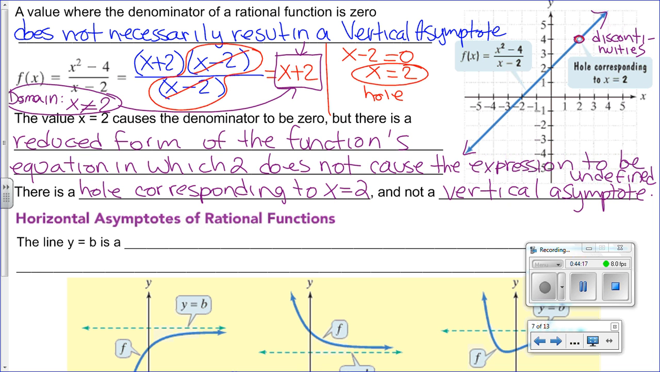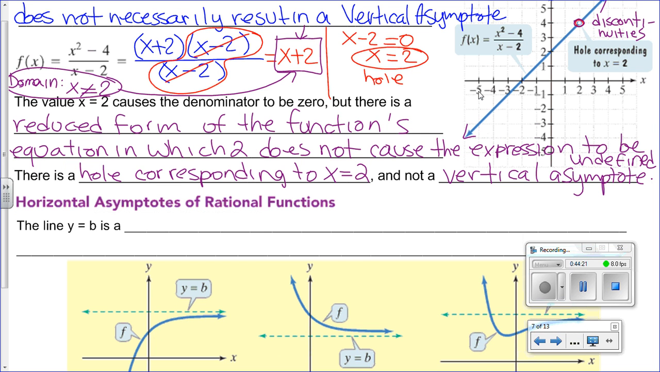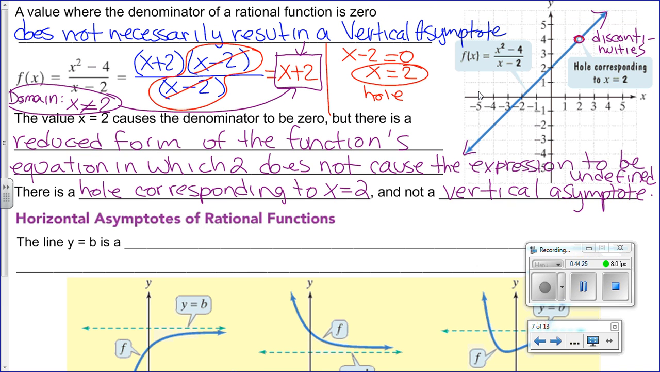Okay, now we're going to talk about horizontal asymptotes. Do we have a question on this particular problem before I move on? Anyone? Would you like me to rephrase it? No? Okay.